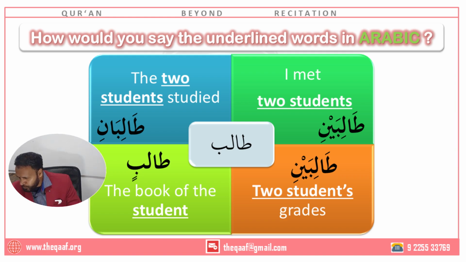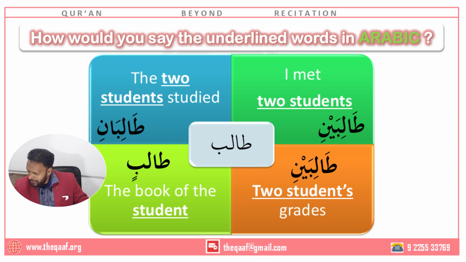Name, please. Who's Asma? Sister Asma, here is the one for you. Please read. "Two students' grades." Now tell me, how will the word two students be written in this sentence? Talibaini. Okay. Now can you tell me why not Talibani? Why did you choose Talibaini only?